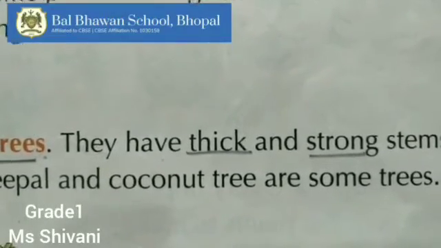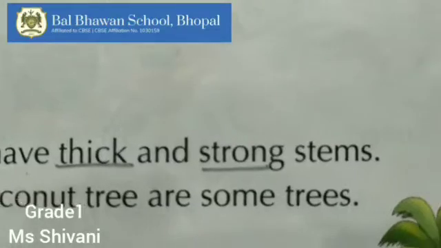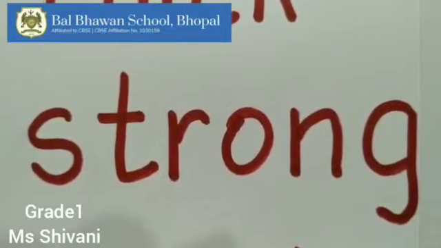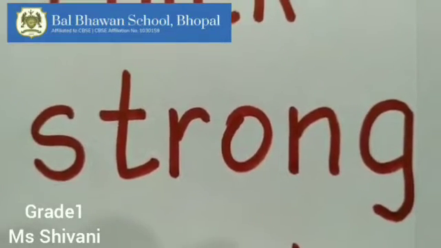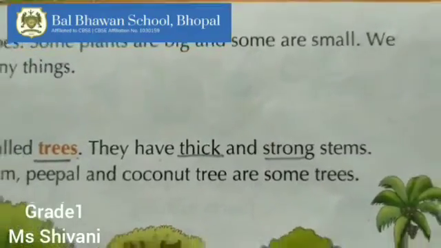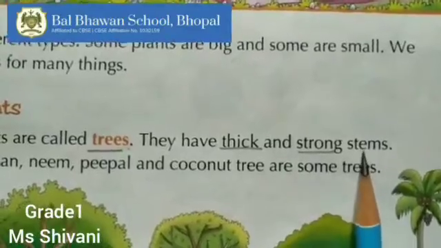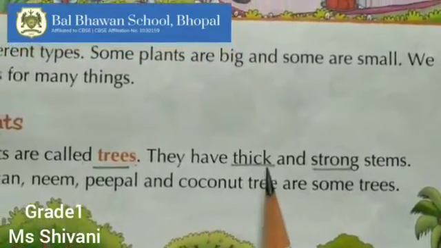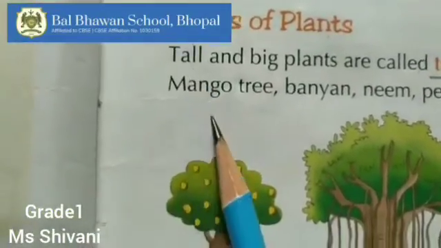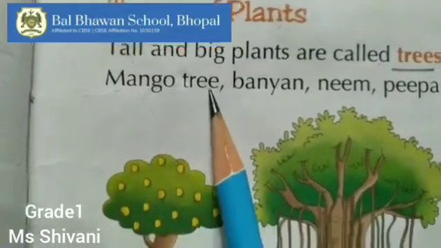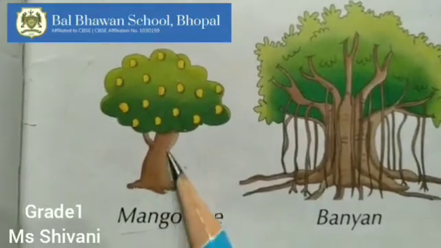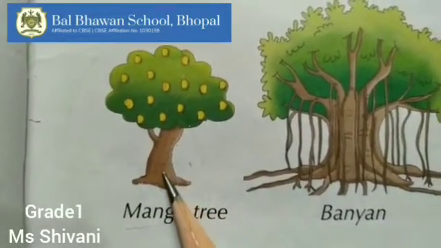And strong, S-T-R-O-N-G, strong. Strong means bahut mazboot. Strong stems, they have thick and strong stems. Like mango tree. See, this is a mango tree and see the stem, it is very thick and strong.